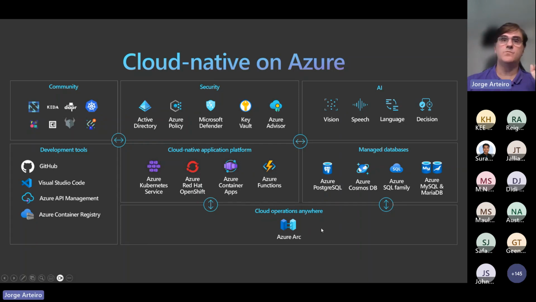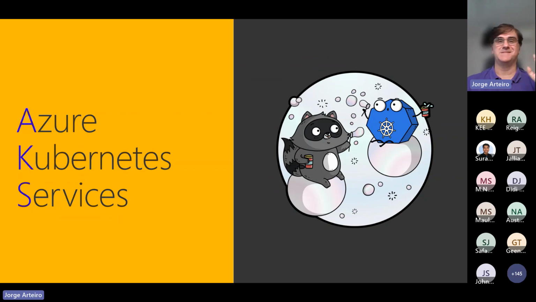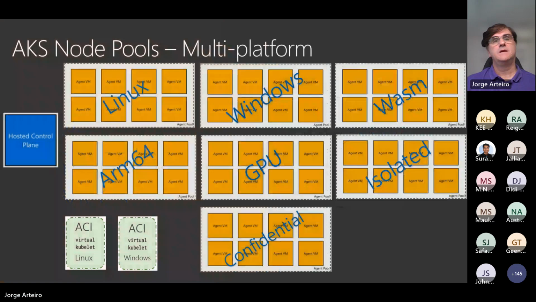Let's go one level up. And what's Azure Kubernetes Service? Okay, let's understand the more complex way, then you go for the simplest way later. With Kubernetes, now you can run any type of workloads. That's what we call node pools on Azure Kubernetes Service. You can have pools for Linux, Windows, ARM64, that's like Raspberry Pi. You can have them for GPUs, you can have them for isolation, like Hyper-V isolation. You can even have them for confidential computing.